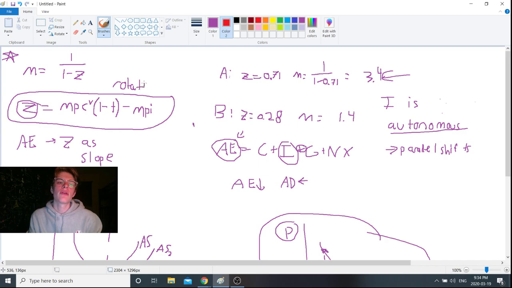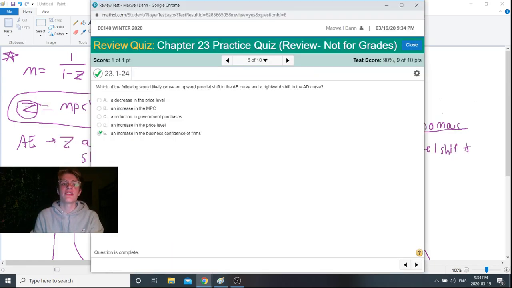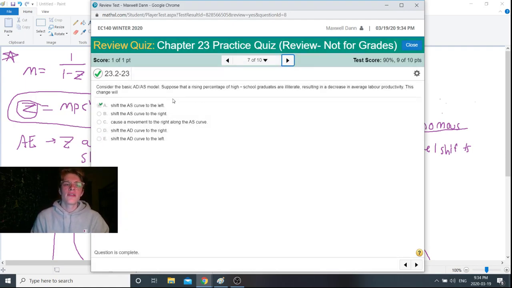All right, rotate our AE function. So that's going to give us a parallel shift. Investment and AE are positively related. So if there was an increase in business confidence, an increase in investment, that would give us an increase in AE, which would give us a rightward shift in AD. Consider, we did this one already.